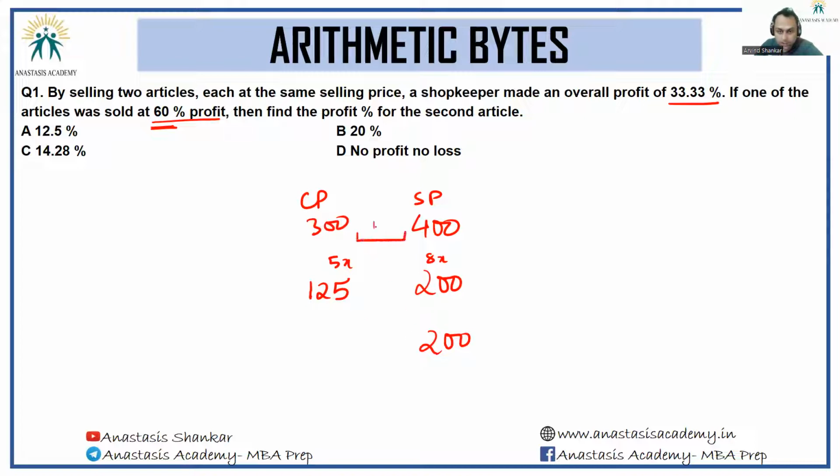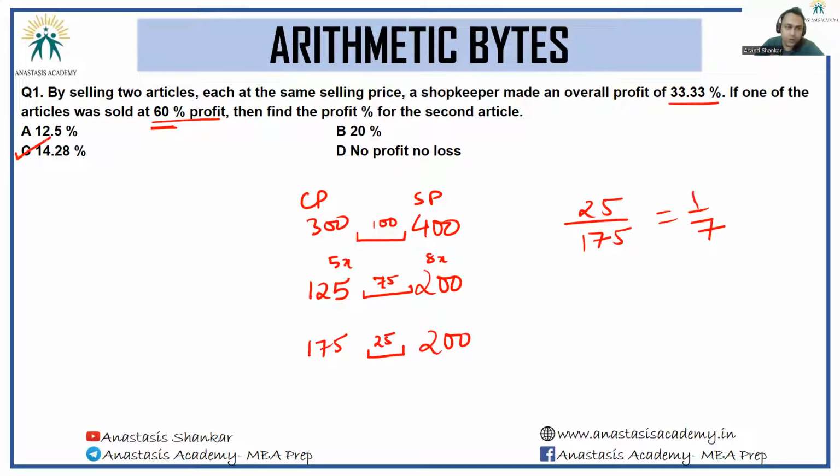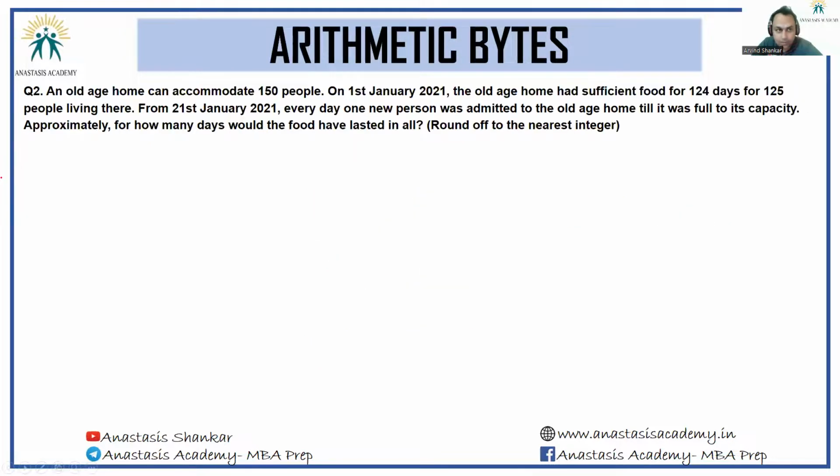See, overall profit is 100 rupees. We have already made a profit of 75 rupees here. So here the profit should be only 25 rupees. So CP in this case will be 175. Find the profit percentage for the second article. It will be 25 by 175 or 1 by 7 or 14.28%, option C.